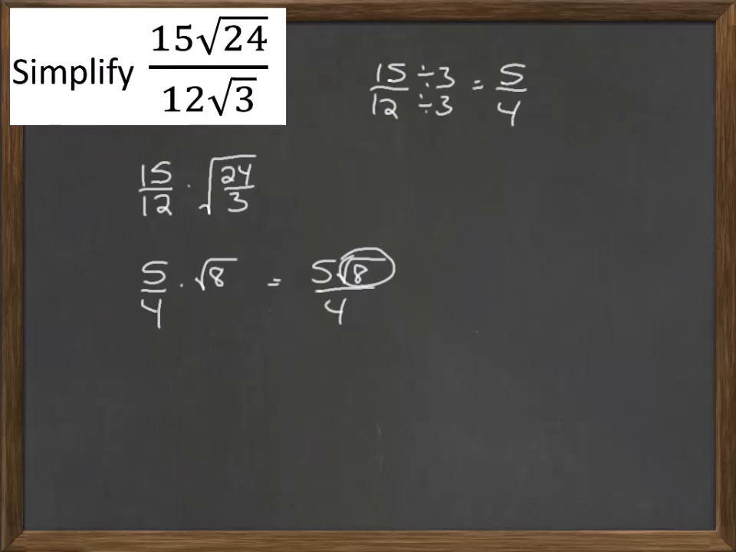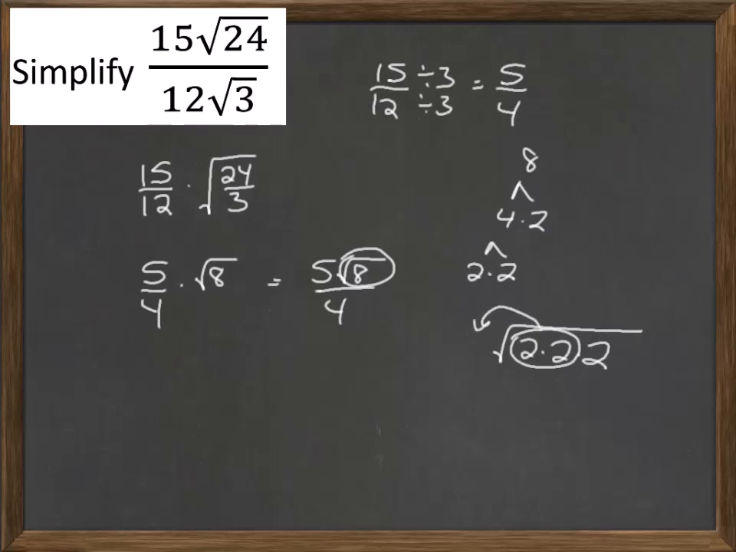So the square root of 8, remember one way to think about this is to do a prime factorization. So 8 is 4 times 2, 4 is 2 times 2. So we're taking the square root of 8, so that's the square root of 2 times 2 times 2. So remember, we're looking for pairs of numbers that come out. So 2 makes it out. So in other words, the square root of 8 is equivalent to 2 times the square root of 2. So for the final answer, we need to replace the square root of 8 with 2 square roots of 2.